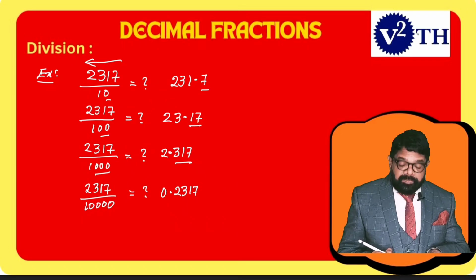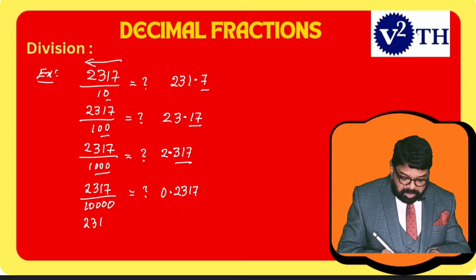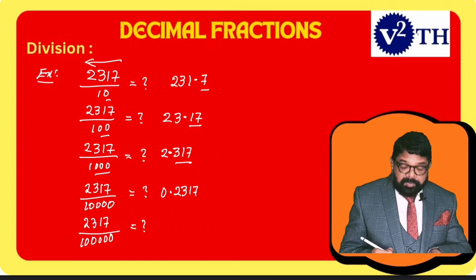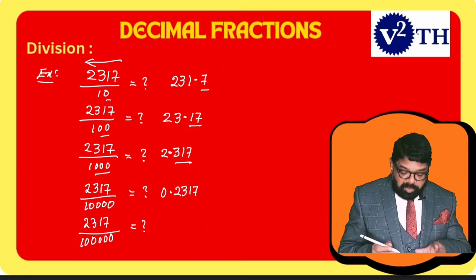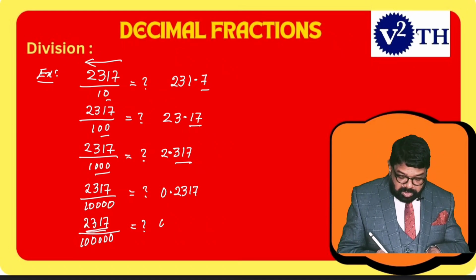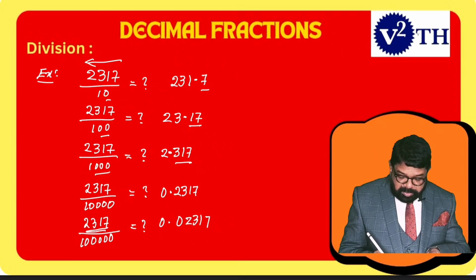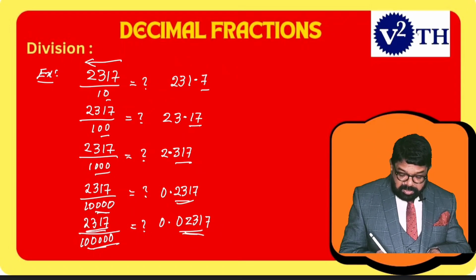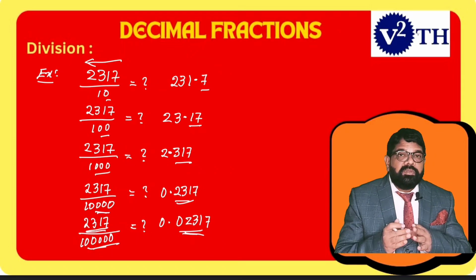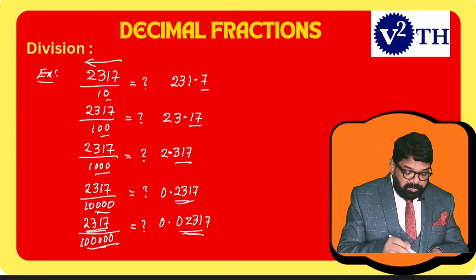That is 0.2317. Suppose the same example, 2317 by 1 lakh is given. 1 lakh means 5 zeros. So from the right, after 5 digits you put the decimal, but here only 4 digits are there. For 5 digits you put one more 0, so it is 0.02317. Now here 5 zeros means 5 digits after decimal, and 4 zeros means 4 digits after decimal. Understood all of you? See the same concept 2-3 times.